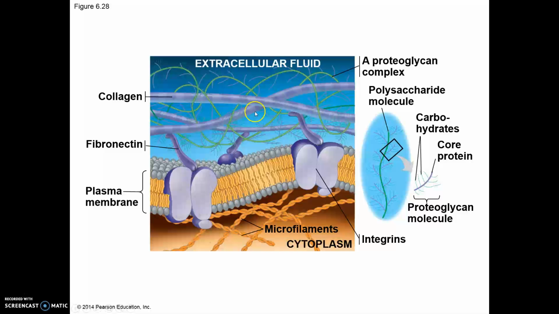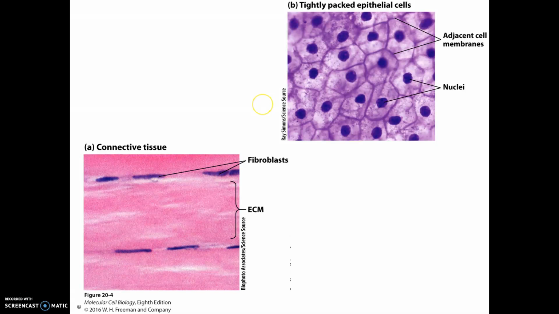Now, what I want you to understand is this can be very variable in size. So here are two tissues. This first tissue here is epithelial cells. Here you can see an individual cell with its nucleus.